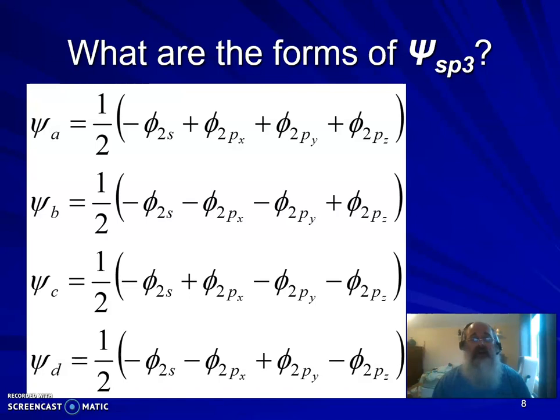Is there any other option besides this one? This one's fairly easy to put together, but might not be as easy to visualize for some of you. Is there any other option for a valid starting set of sp3 orbitals? Well, let's see if we can think of one.